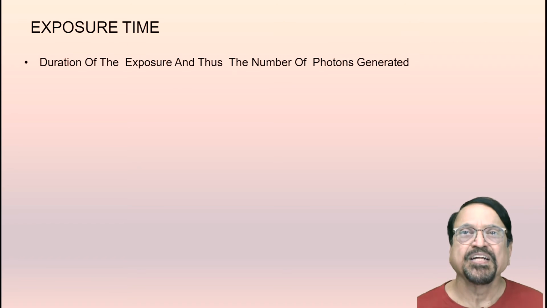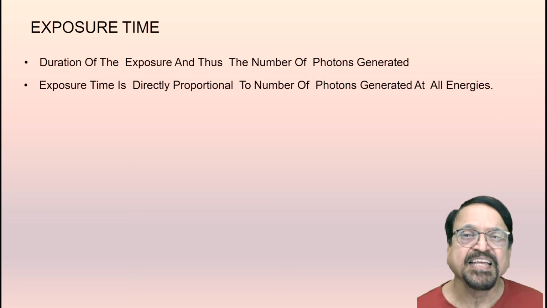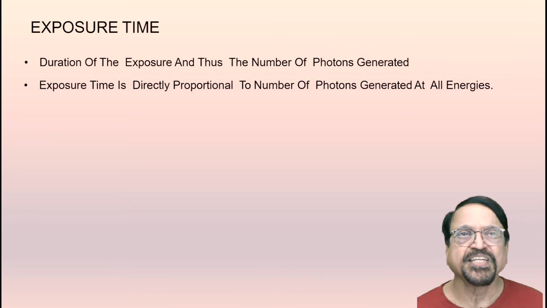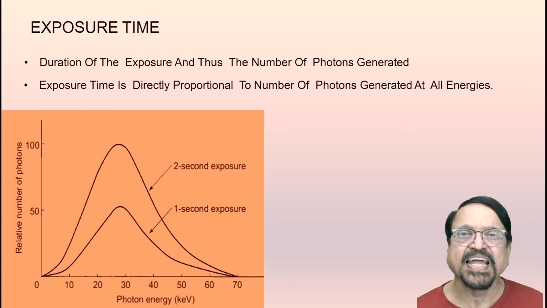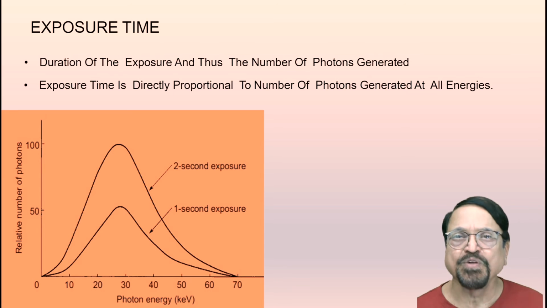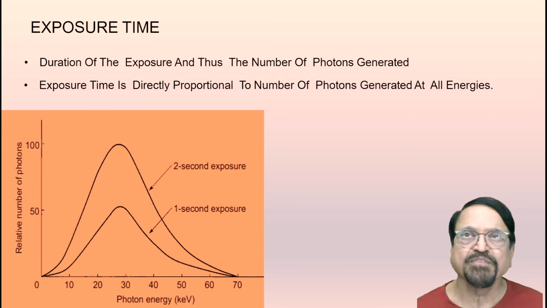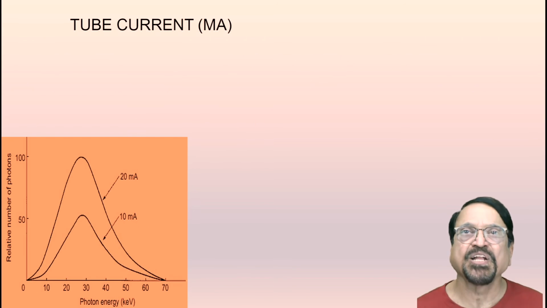Exposure timing: the duration of the exposure, and thus the number of photons generated, is the total time. Exposure time is directly proportional to the number of photons generated at all energies. Different energies will be possessed by the photons. They will have different kV, right from 30, 40 up to 80, 90. So there has to be some filtration. That is also important, and here we take all these things into consideration.